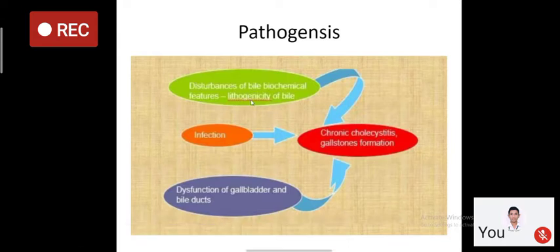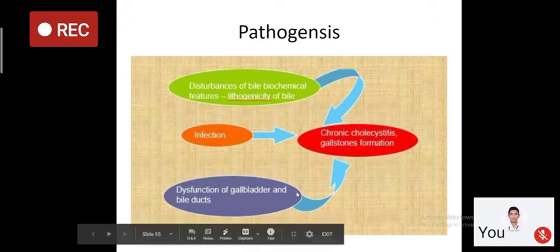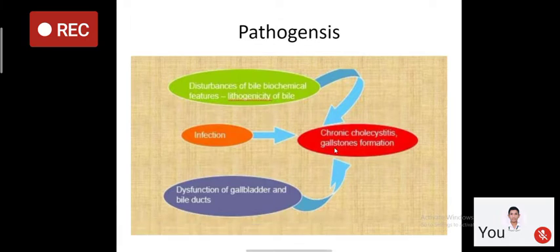So the main three factors which lead to gallstone formation are: one, disturbance of bile biochemical features, that is, an increase in lithogenicity of the bile. Second is infection, because the bacteria in the wall act as a nidus. And third, dysfunction of the gallbladder and bile duct will lead to gallstone formation. So this is the main pathogenesis behind gallstone formation.